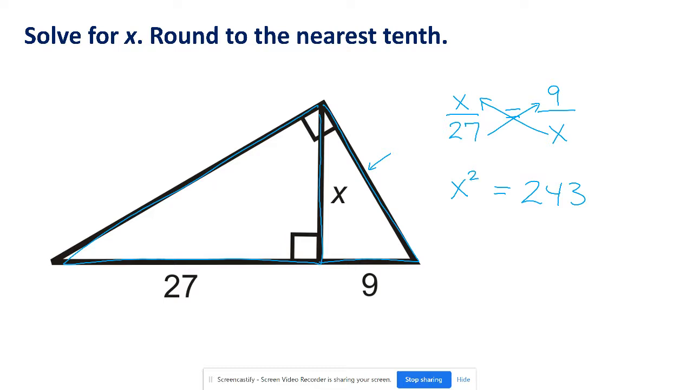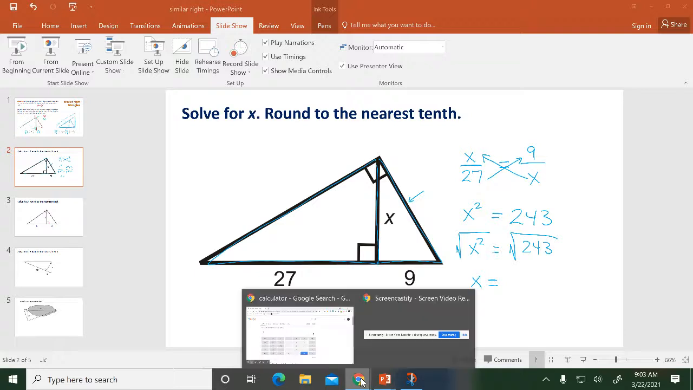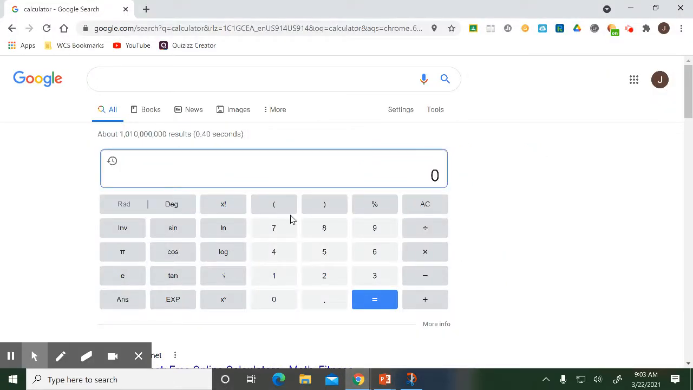So now to solve this, and again, this goes back to stuff we did with the Pythagorean theorem early in the year, the way you get rid of a squared and figure out what x is, you take its square root. So we're going to take the square root of x squared. We're going to take the square root of 243, because whenever you do something to one side, you always do it to the other. So the square root of x squared is just plain old x. So now I'm going to take the square root of 243. I like to use the Google calculator, but you're free to use any calculator. But you will need to use a calculator for this.